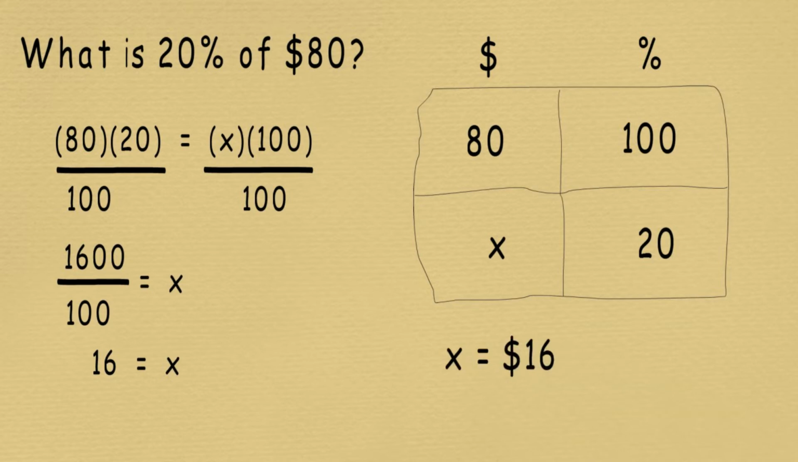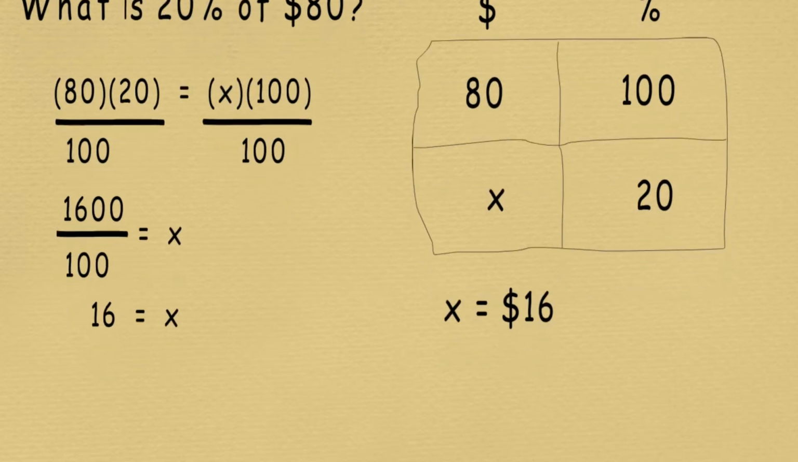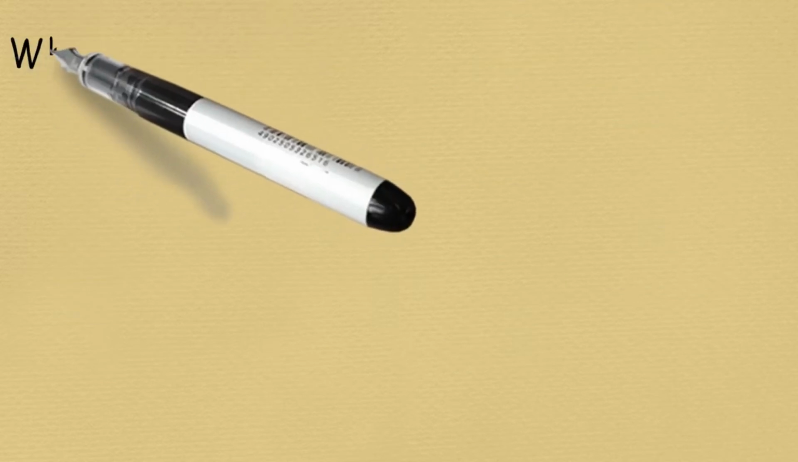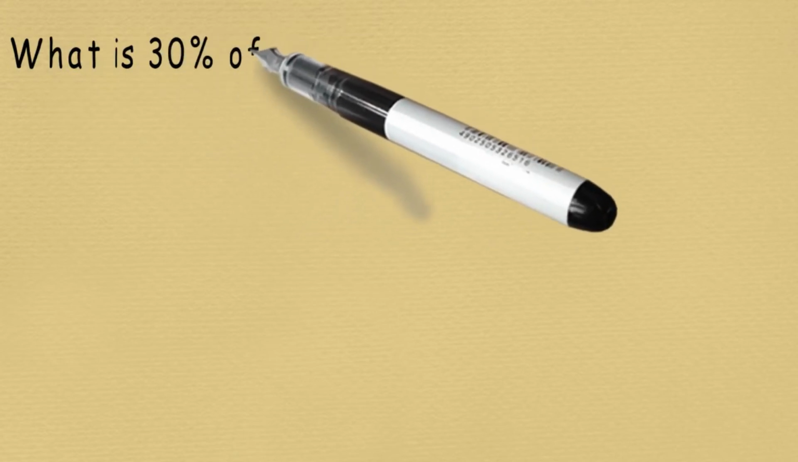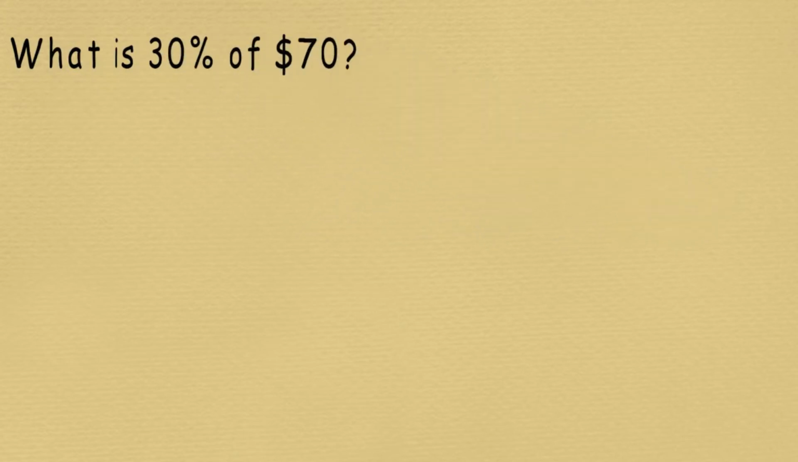So 20% of $80 is $16. So let's do another example. What is 30% of $70?